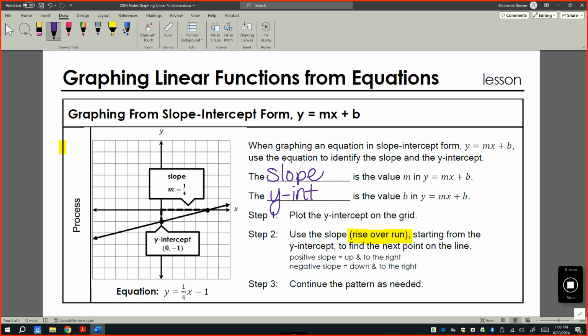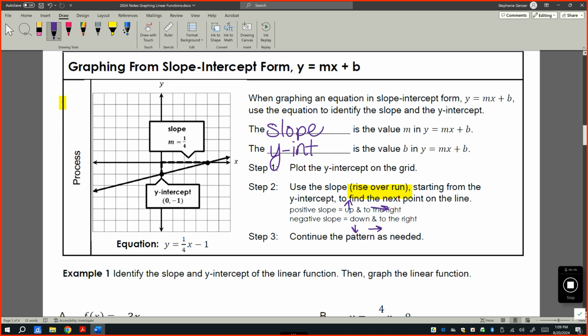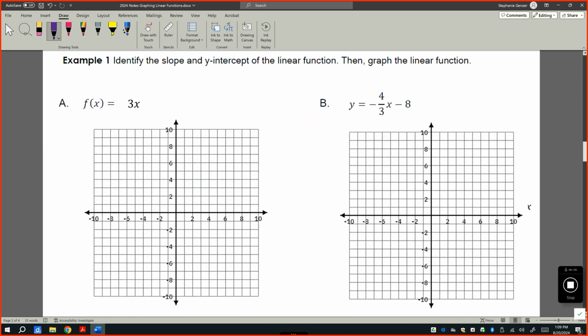So if your slope is positive, you're going up and to the right. If your slope is negative, you're going down and to the right. Notice you're always going to the right, okay? That's because if you go down and left, those are both negative directions, which would make a positive slope. Okay? All right, so let's try this out.